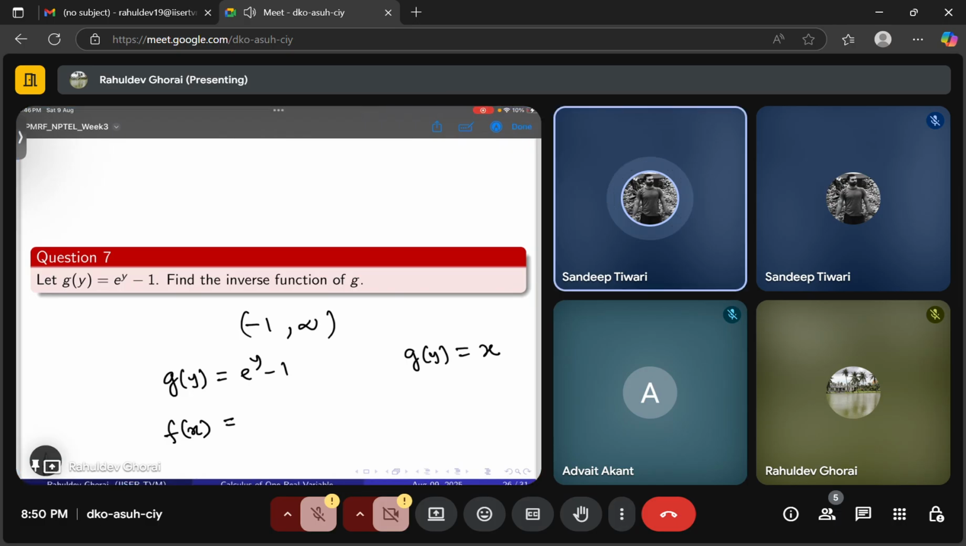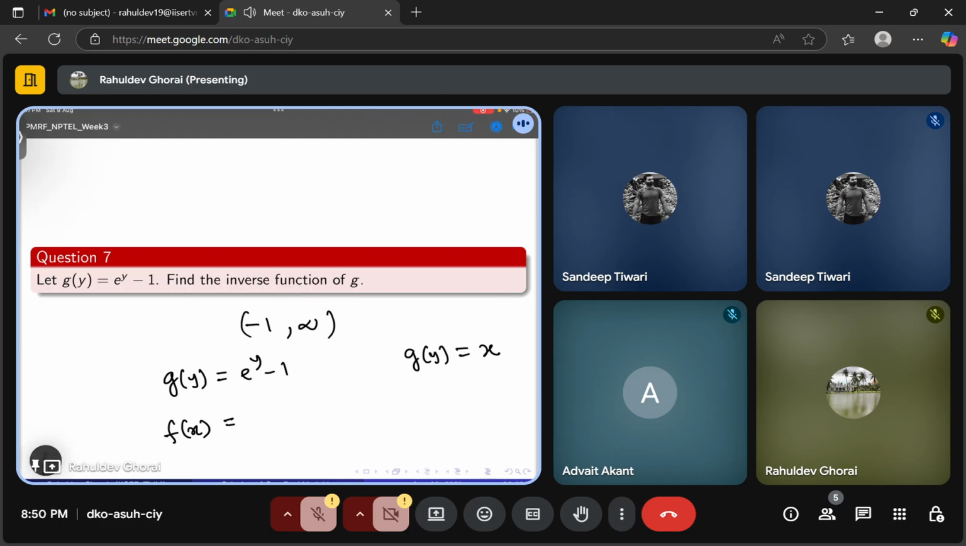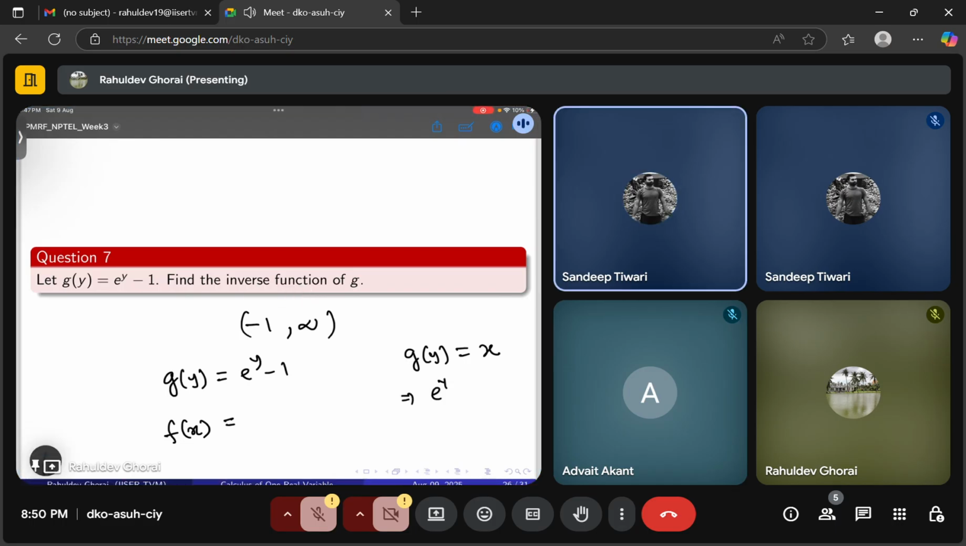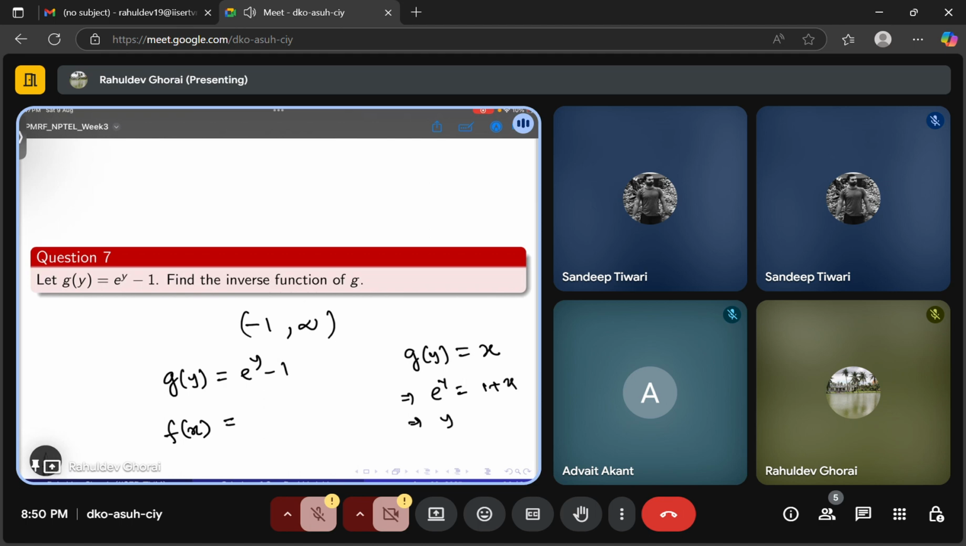y is equal to ln(1 plus x). So e to the power y is equal to 1 plus x. Then y is equal to ln of (1 plus x). So f(x) is equal to ln of (1 plus x). That is the inverse, and that will be defined only when x is strictly greater than -1. That's all.